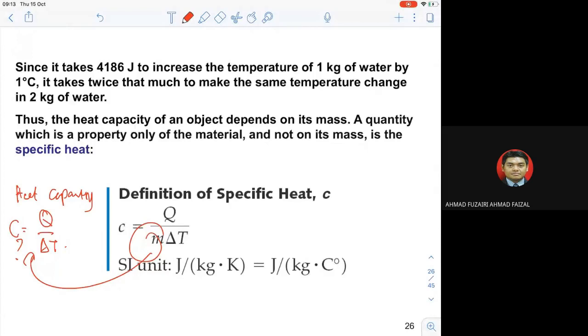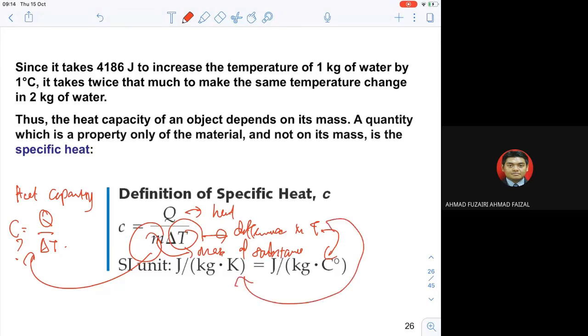Remember Q is the quantity of heat, M is the mass of the substance, delta T is the difference in temperature. And for the difference in temperature, please use this wisely, and make sure you understand the concepts of difference in temperature for Celsius and also for Kelvin. It's just the same value, because we want to know the difference between temperatures, not the value of the unit.